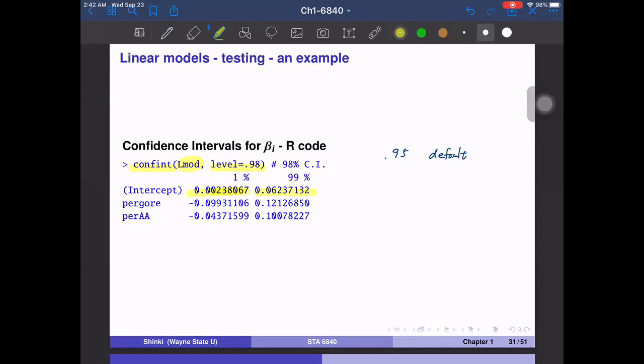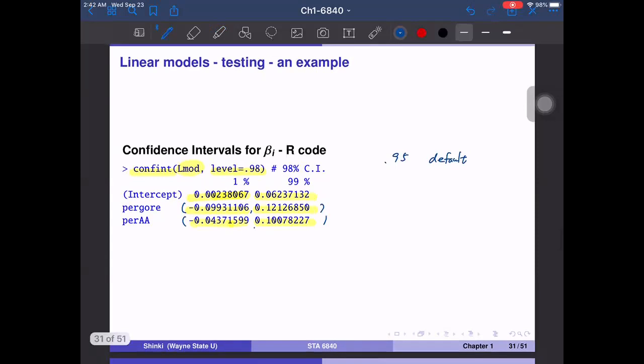And for the percentage who voted for Gore, that is here. This confidence interval ranges from a negative value to a positive value. So we can say it's not clear in which direction this affects the undercount. And for the percentage of African American, it's the same: it isn't really clear in which direction it affects the undercount. So we discussed the t-test and confidence interval. We used the same theorem to derive both, and we discussed examples in R.